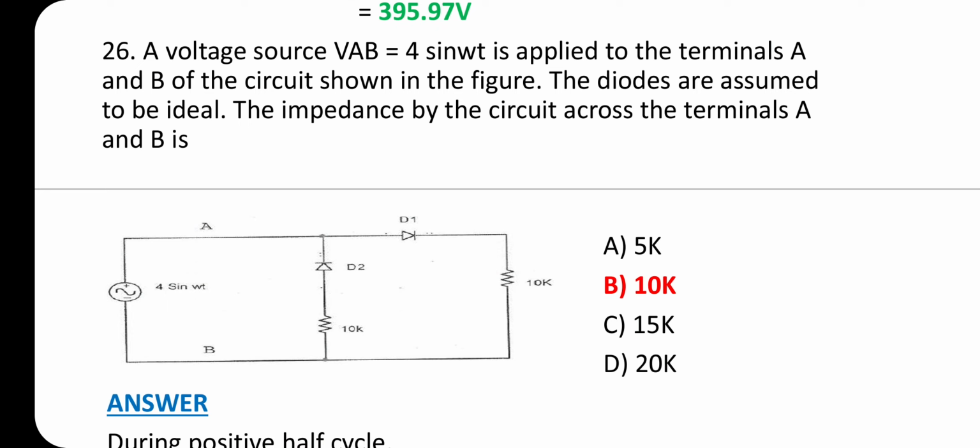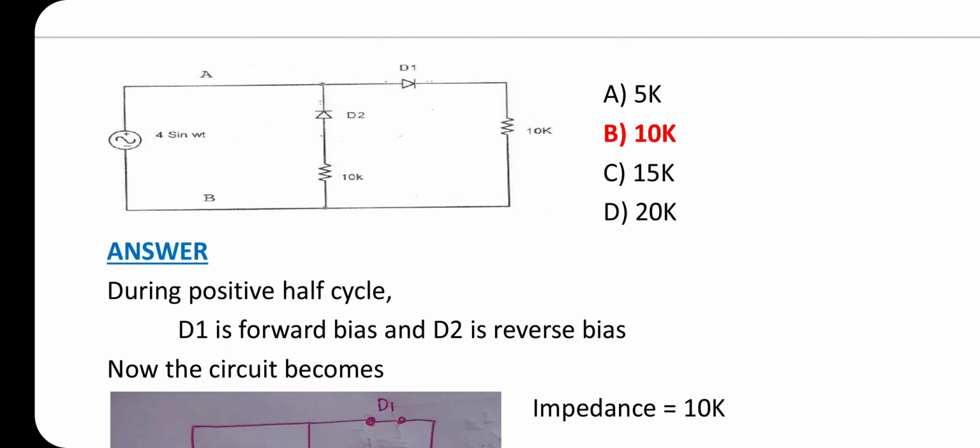Question number 26. A voltage source VAB is 4 sin omega t is applied to the terminals A and B of the circuit shown in the figure. The diodes are assumed to be ideal. The impedance by the circuit across the terminals A and B is. Answer is option B, 10K.